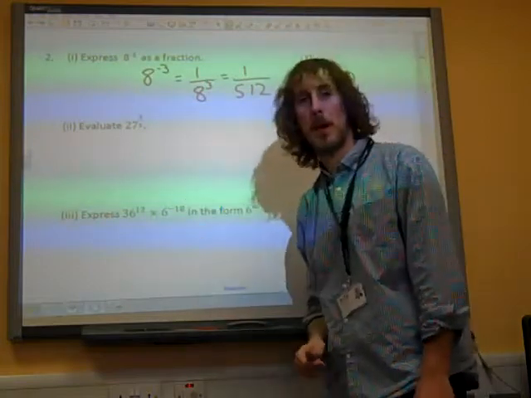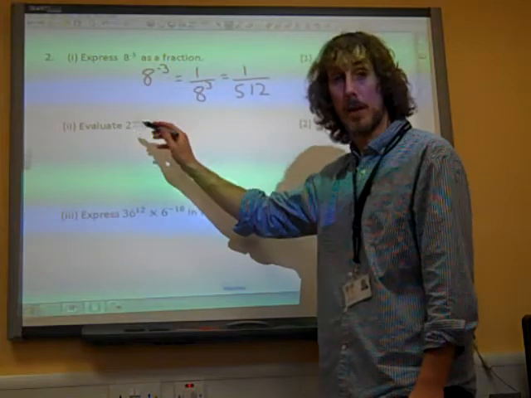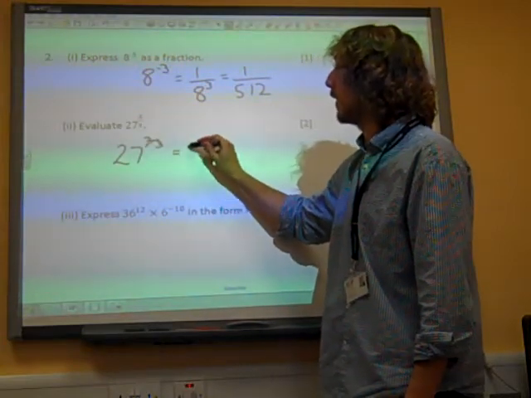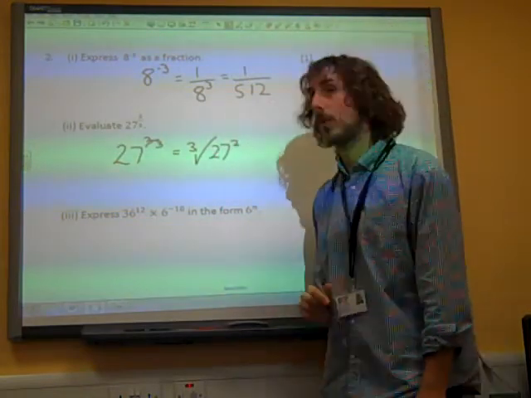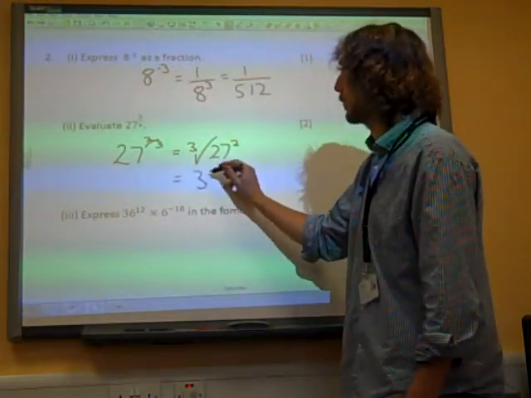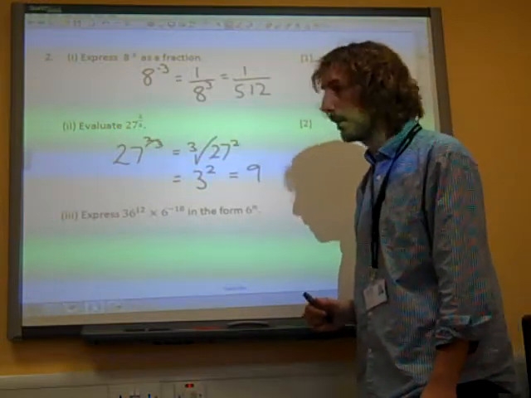Evaluate 27 to the power of 2/3. The fractional power here, the third bit, means the cube root. So 27 to the 2/3 is the cube root of 27, squared. If we cube root 27, we get 3. And if we square that result, we have 9 as our answer.